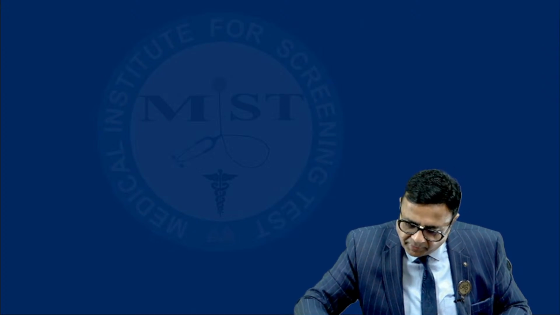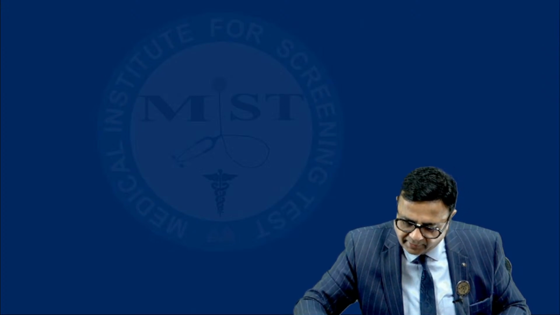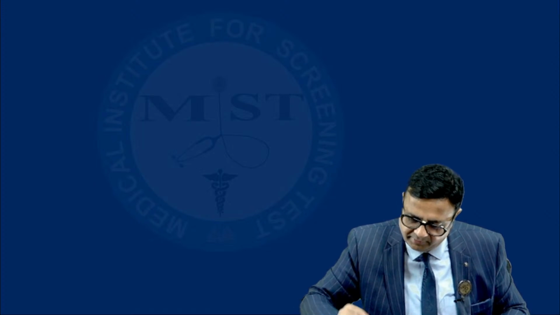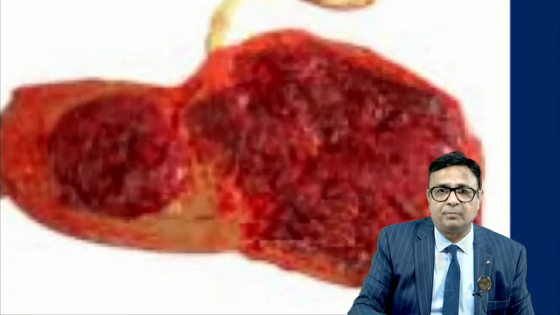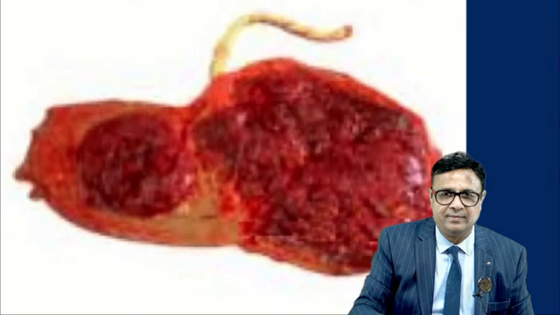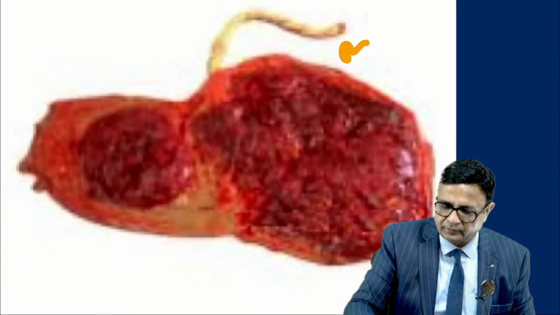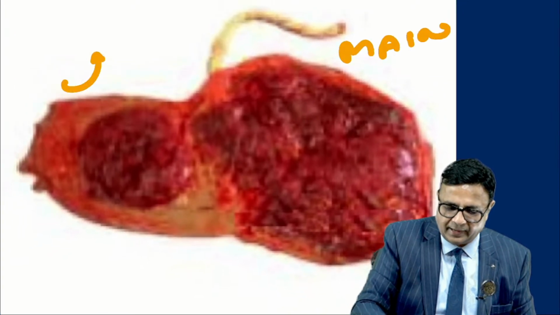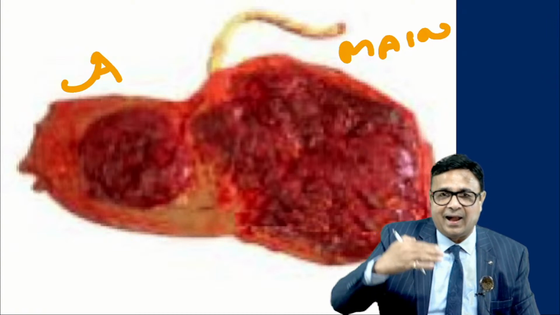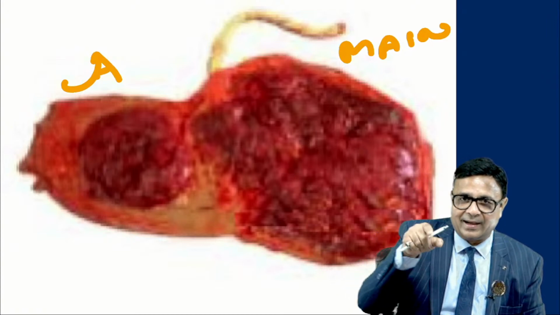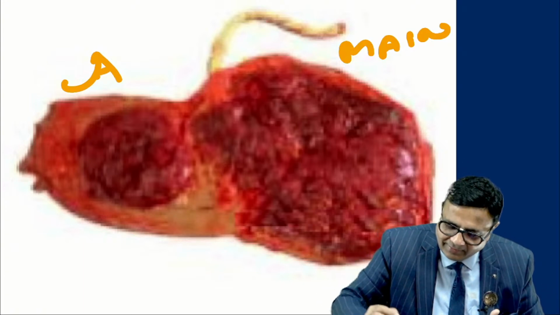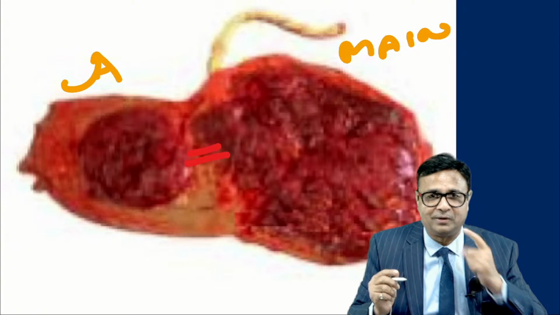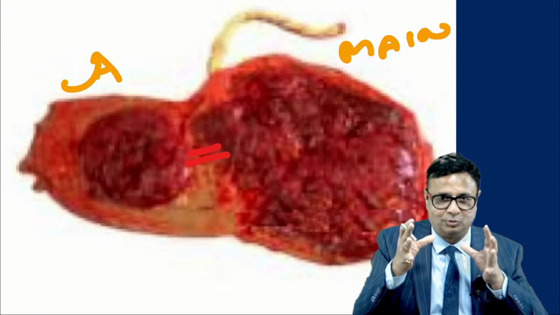Another abnormality of placenta, let's go through it quickly. Tell me which abnormality of placenta is this? See, this is the main lobe, while this is the accessory lobe of placenta. And if the accessory lobe is small and connected by these blood vessels, this is called succenturiate lobe of placenta. So this is succenturiate placenta.